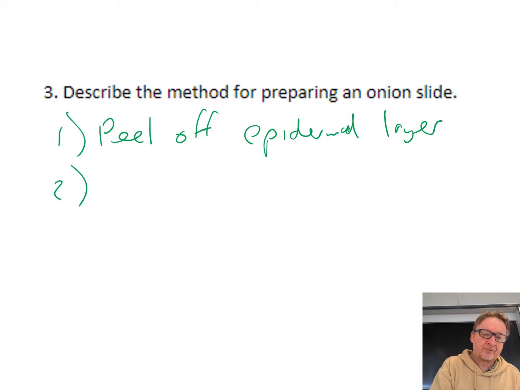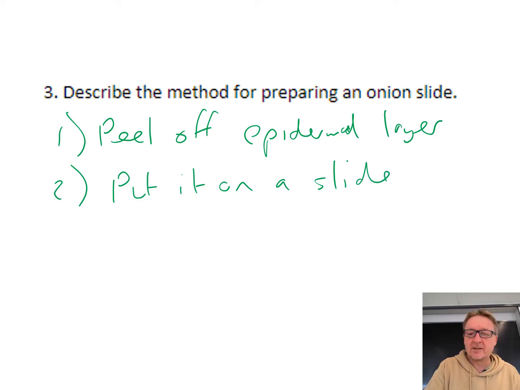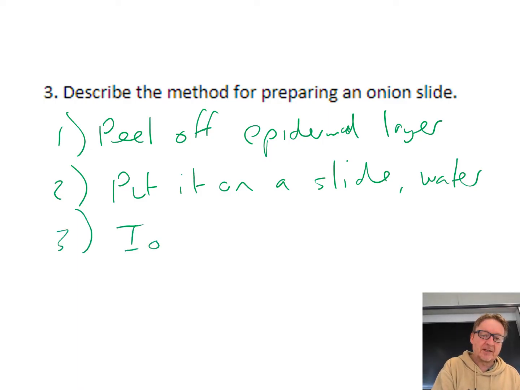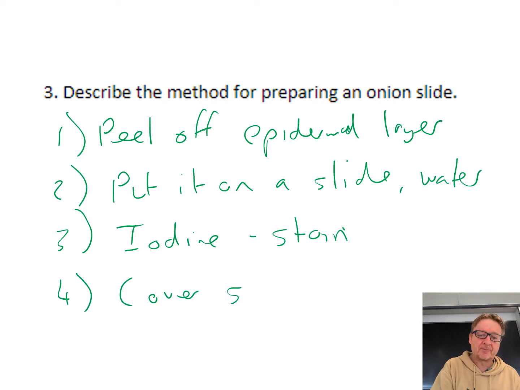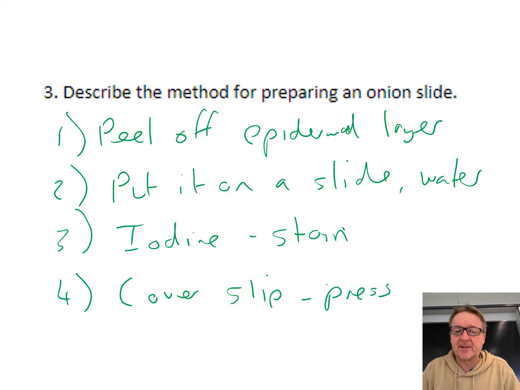Number 2 is put it on a slide, and possibly just add a tiny little bit of water just to moisten it a little bit. Number 3, add iodine, and what that does is it stains it. Number 4, put on a cover slip and press. Now I don't mean press really hard, because the cover slip is a very thin piece of glass. But the idea is just to flatten it all out, get rid of excess iodine and get rid of any air bubbles.